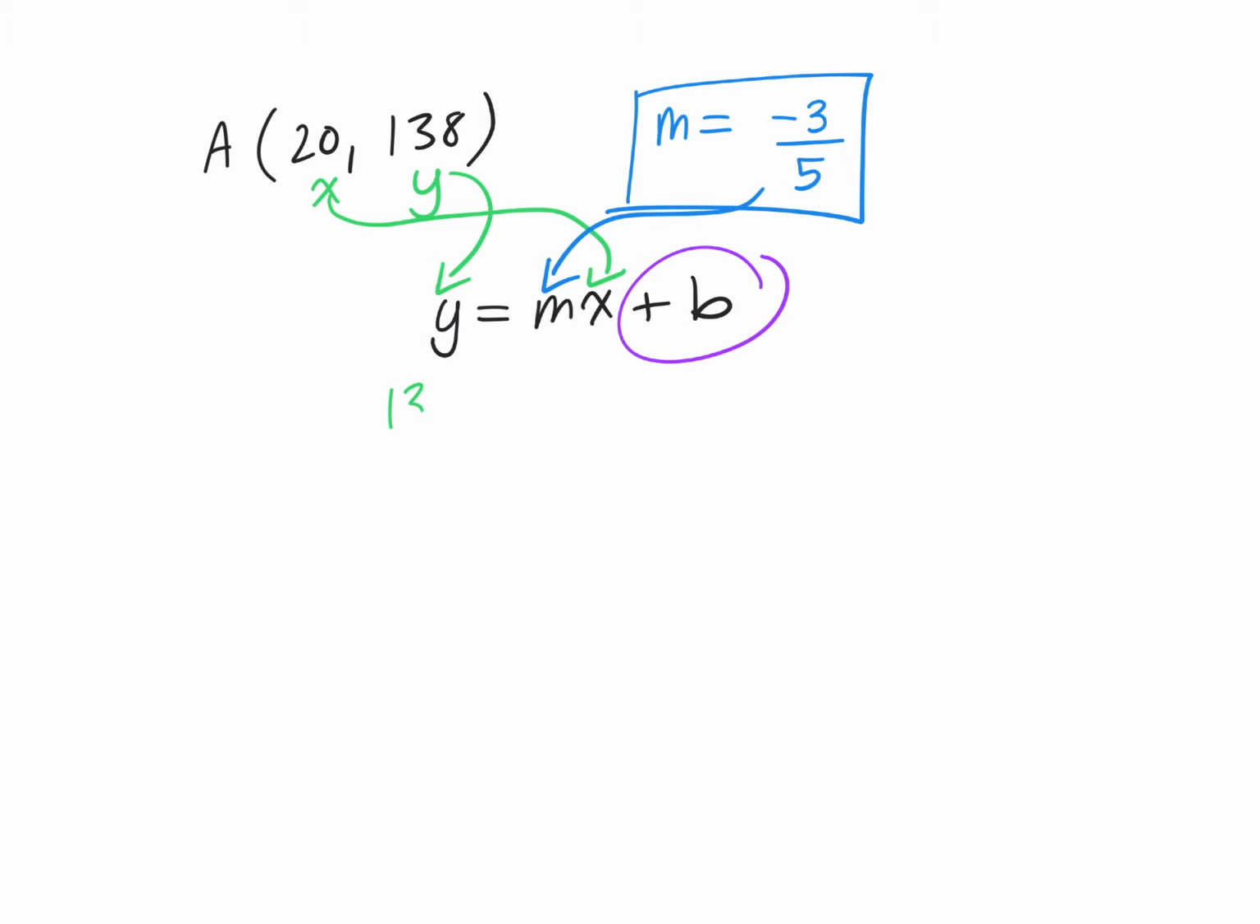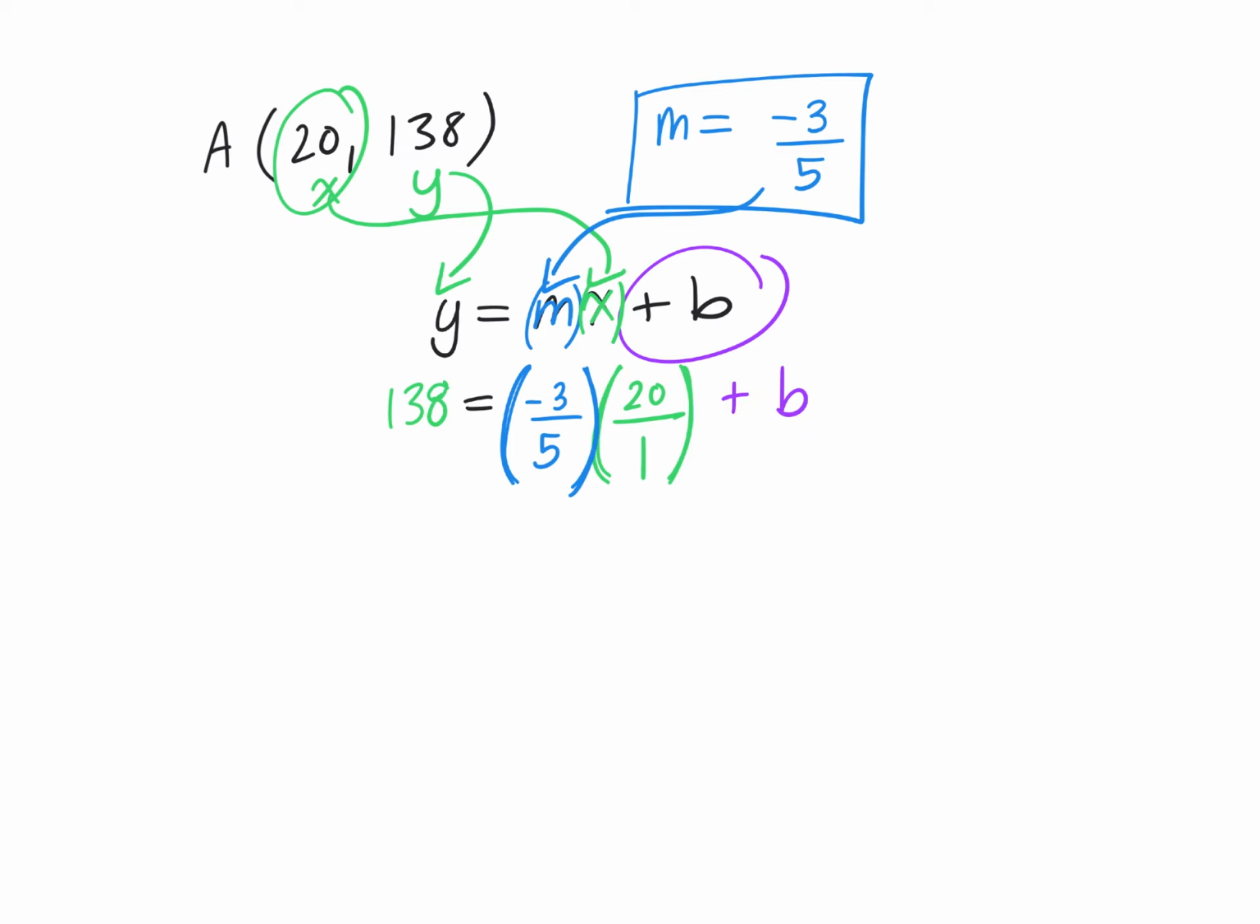So instead of writing y, I'm writing 138 equals, what's my m? Negative 3 over 5. What's my x? m times x. So I'm putting brackets here to show that I'm multiplying these two together. What is x? 20. Because we're dealing with fractions, I'm going to make that a fraction so I can show you how to multiply: 20 over 1. Copy that down. Then I have to put plus b. I can't do anything on the left side, so I'm going to keep the 138 there.